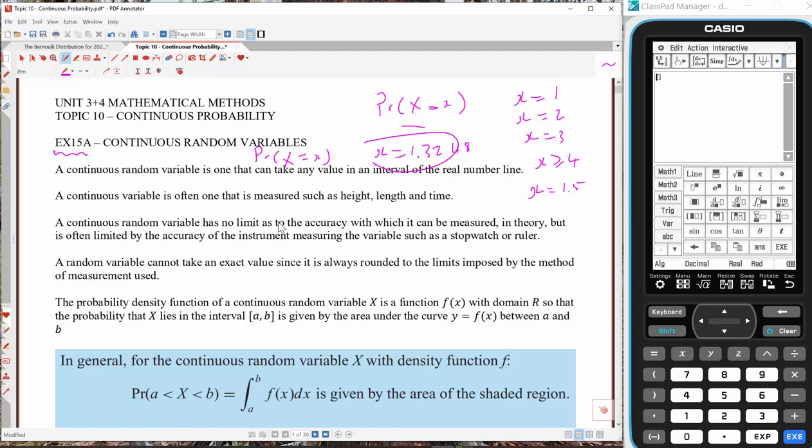A continuous random variable has no limit as to the accuracy with which it can be measured in theory, but is often limited by the instrument measuring, such as a stopwatch or a ruler. So a stopwatch measures your time to the nearest hundredth of a second. But if I really wanted to measure it accurately, I could use more like laser gear and all that sort of stuff. Same with a ruler. If I'm measuring heights, and this is what this sentence says here, a random variable cannot take an exact value since it's always rounded to the limits imposed by the method of measurement used. So can't get exact height.